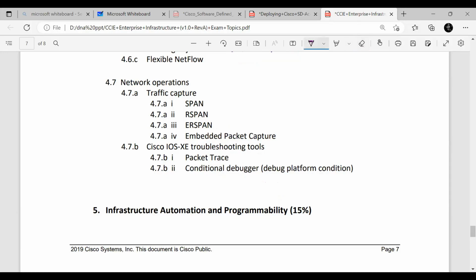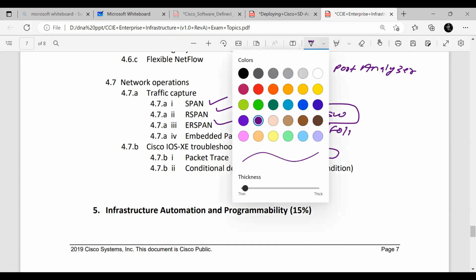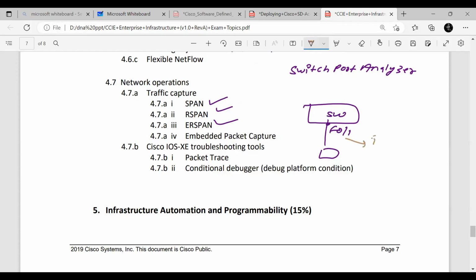Do you know about SPAN, RSPAN, ERSPAN? Switch Port Analyzer, right? Port mirroring, yes. So this is a user, and this port is connected with F0/1. By configuring SPAN, you can ask the switch to capture the incoming traffic, outgoing traffic, or both. Incoming and outgoing both, right?